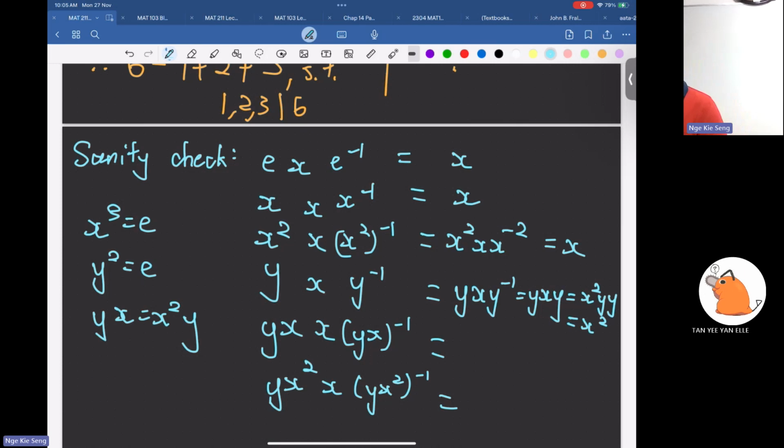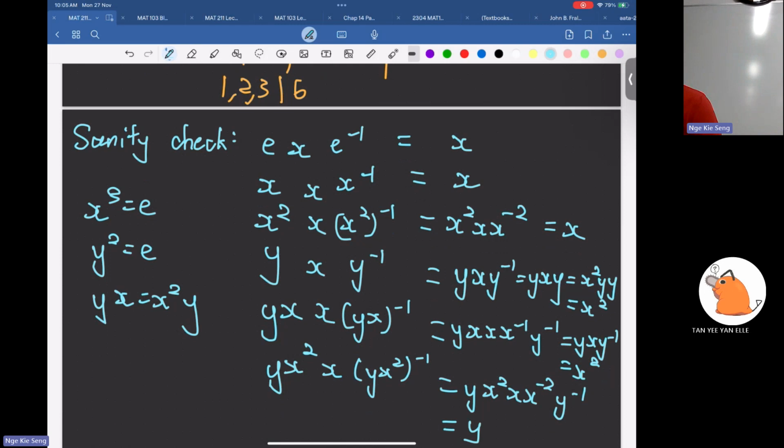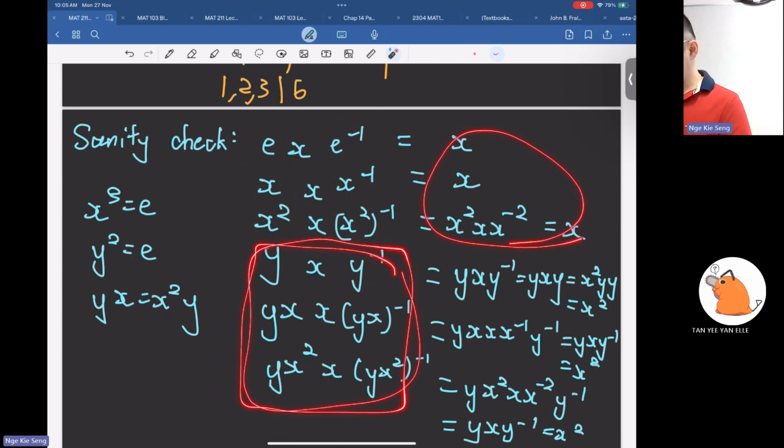What's the next? Y, X, X, X inverse, and then Y inverse. So you get Y, X, Y inverse again, so you get X squared again. How about the next one? Y, X squared, X squared to the minus 2, Y inverse. This is again Y, X, Y inverse, which is X squared. So meaning you conjugate X with a product of X, you still get X. But if you have a product involving Y and X, you get X squared.